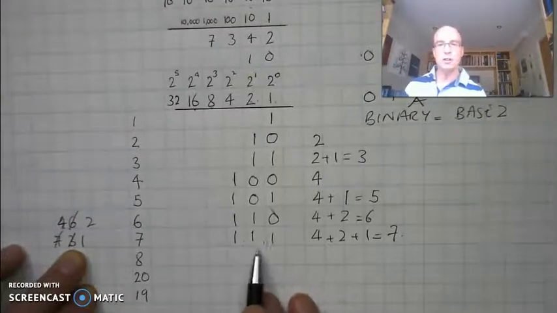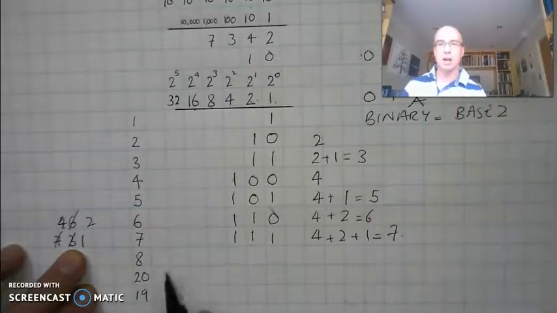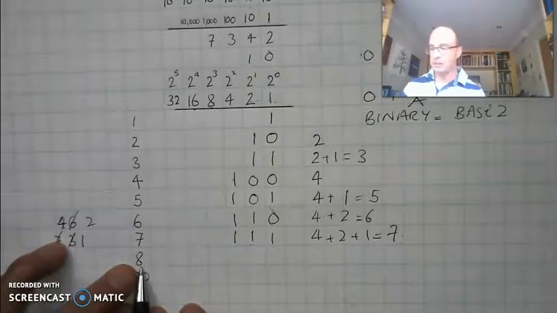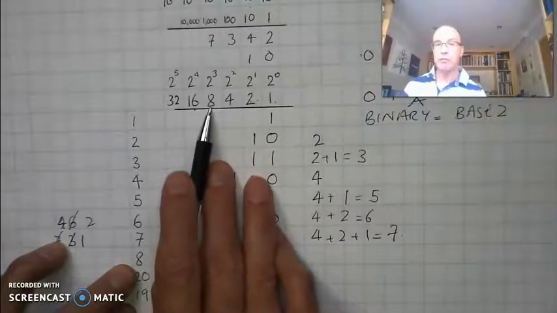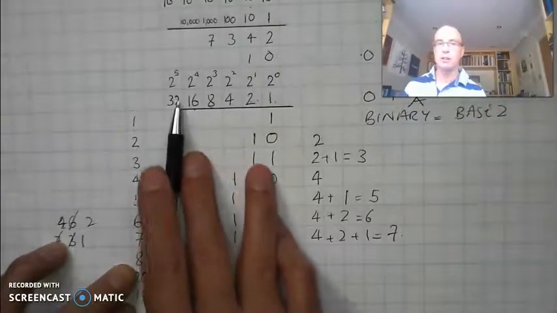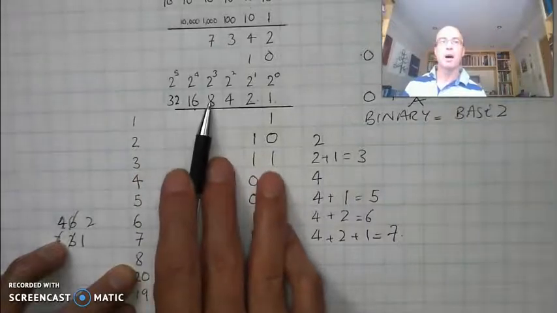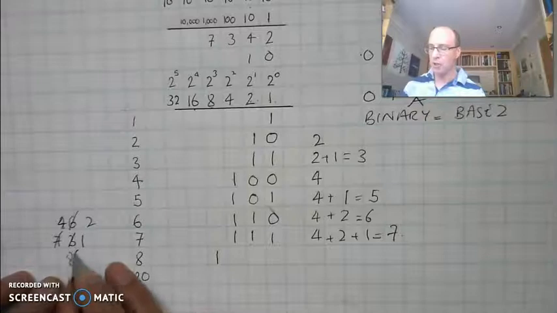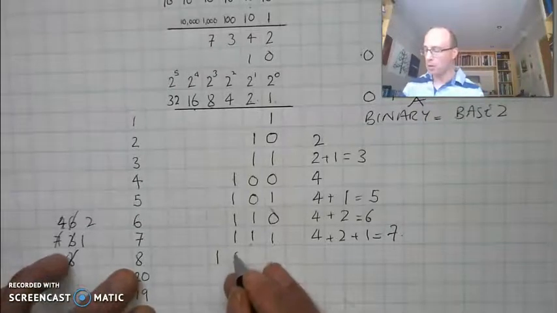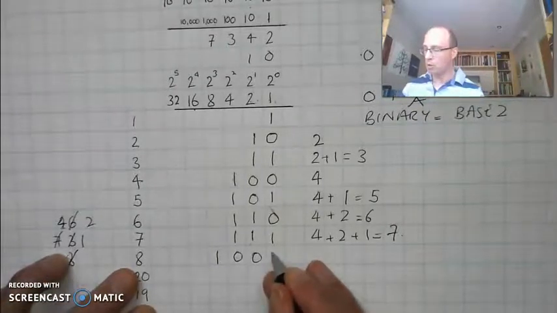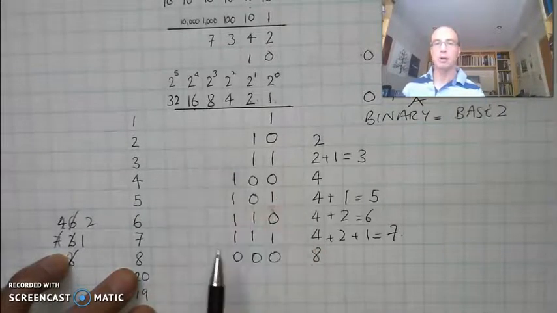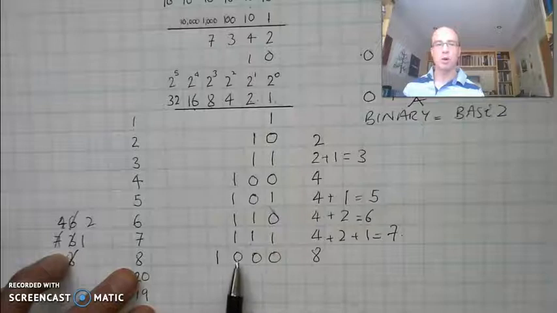Well, as soon as I get to this stage, I've used all my 1s, I know I'm going to count, I'm going to tick over into my next column. So next number down is 8. So I can now fit an 8 in. I still can't fit a 16 or a 32, but I can fit an 8 in. So I need one of those. 8. I've used them all up. So I have no 4s, no 2s, and no 1s. I just need a 1 in my 8's column. 8 is 1, 0, 0, 0.